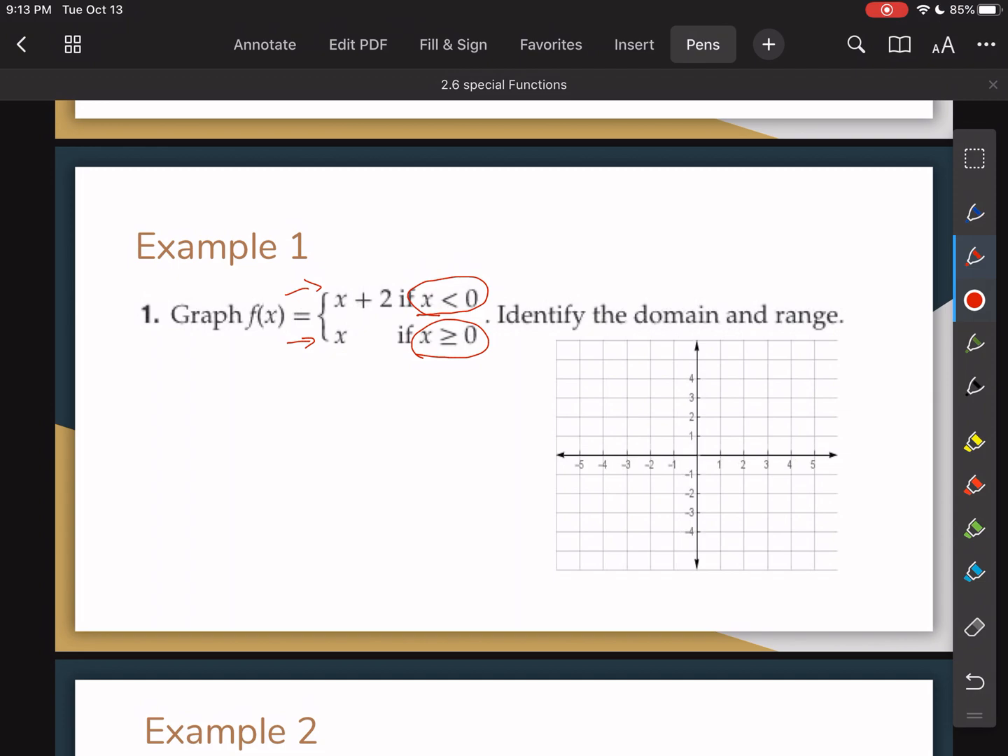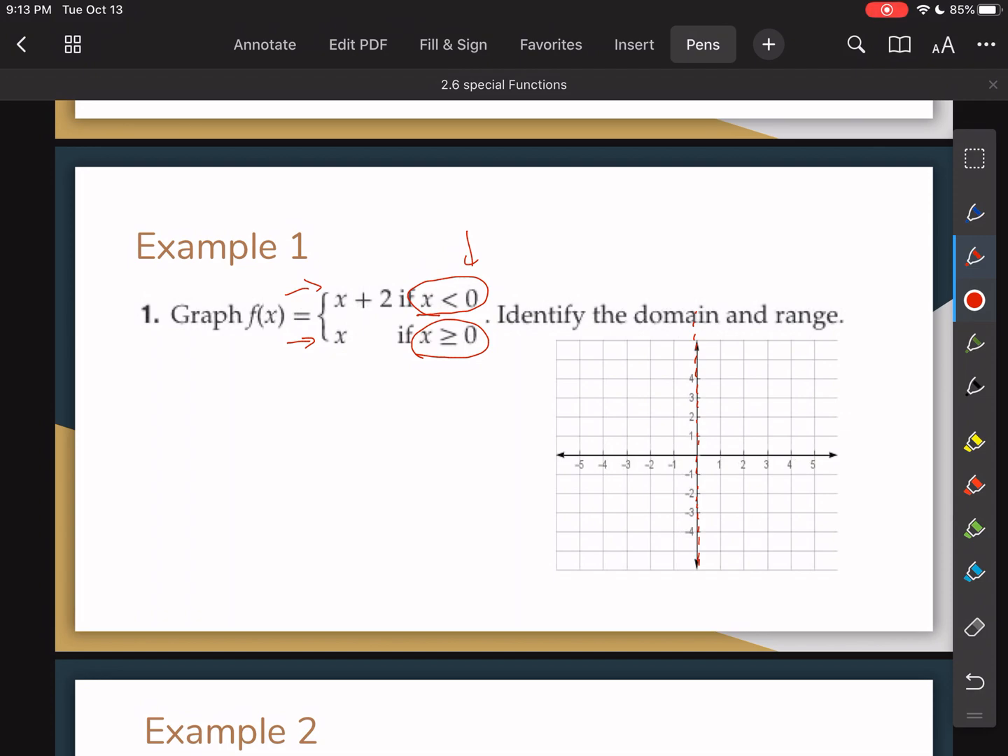Okay, so what I like to do with these, you guys, is really quickly draw in my boundaries of where I'm going to have different graphs. So here, the boundary really is 0, right? When x is less than 0, something happens, and if it's greater than 0, something different happens. So I'm just going to drop down this dotted line here at x equals 0.